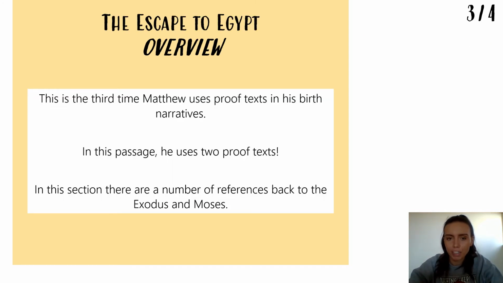So the third passage we look at as part of Matthew's birth narrative and as part of Anthology 1 is the escape to Egypt. Now, this is the third time that we will see Matthew use proof texts in his birth narrative. And interestingly, this passage actually has 2 proof texts within it. Remember, if you've not seen the last 2 videos, a proof text is an Old Testament reference, and it is used in this context to prove that Jesus is the Messiah. In this section, the emphasis is on the Exodus and Moses, and we get quite a lot of contemporary events when Jesus is born that seem to parallel what happened in Exodus.